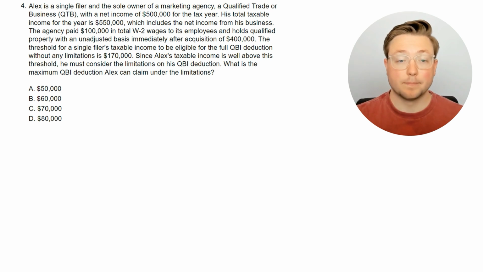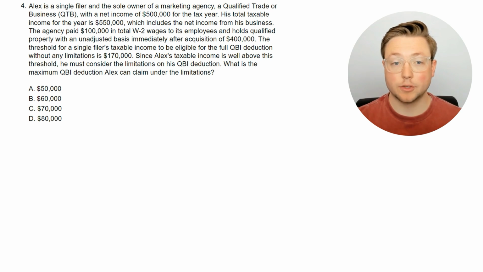Okay, here's question 4. Alex is a single filer and the sole owner of a marketing agency, a qualified trade or business, with a net income of $500,000 for the tax year. His total taxable income for the year is $550,000, which includes the net income from his business.